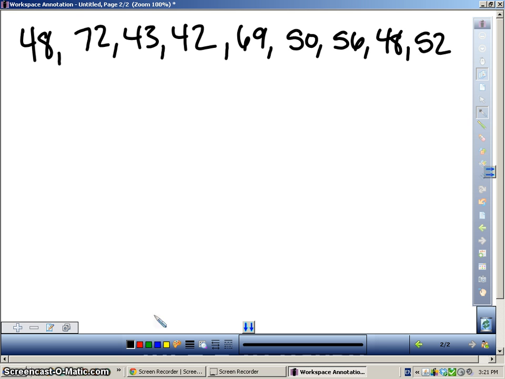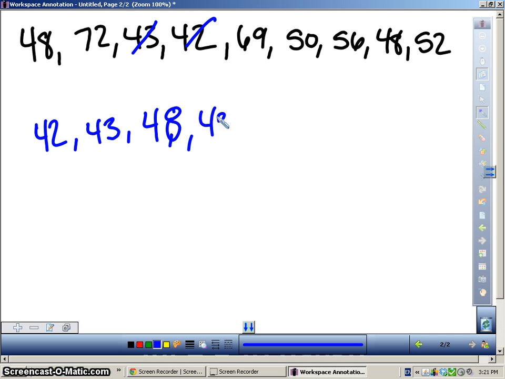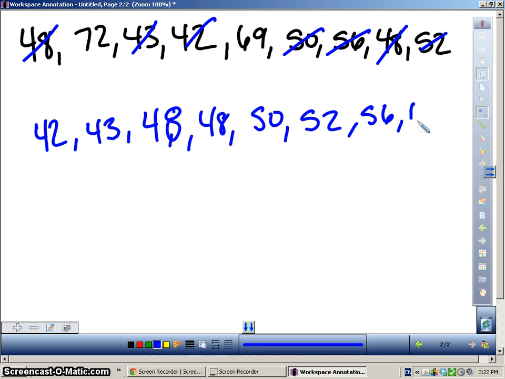The first step we need to do is put these in order from least to greatest. So it looks like my smallest number here is 42. Then I've got a 43, and then I've got a couple of 48s. Looks like 48, 48. I've got a 50, 52, 56, 69, and a 70.